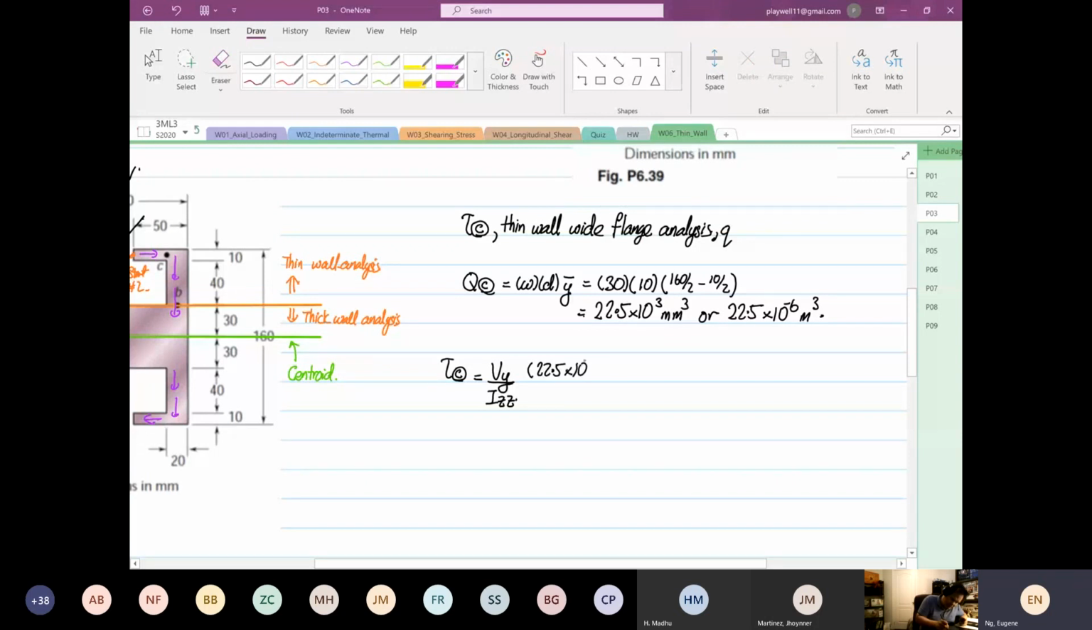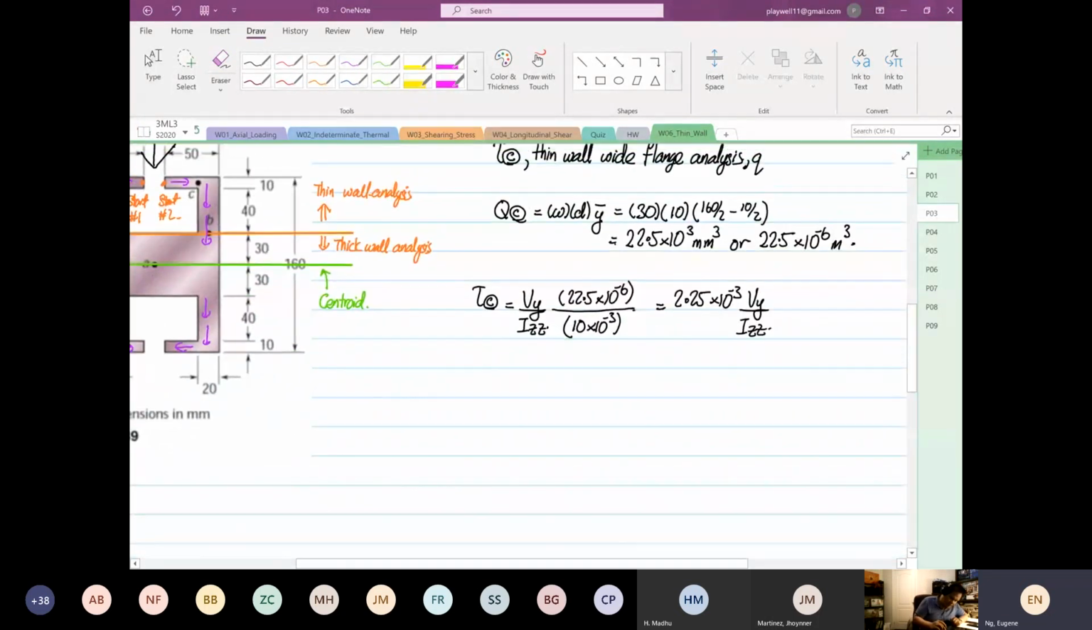This is 22.5 times 10 to the power of minus 6, then we divide by the thickness of 10 times 10 to the power of minus 3. So 22.5 times 10 to the power of minus 6 divided by 10 to the power of minus 3 is equal to 2.25 times 10 to the power of minus 3 Vy over Izz. Okay, so we don't know yet if this is the maximum.